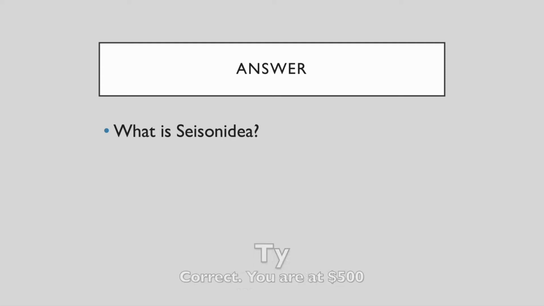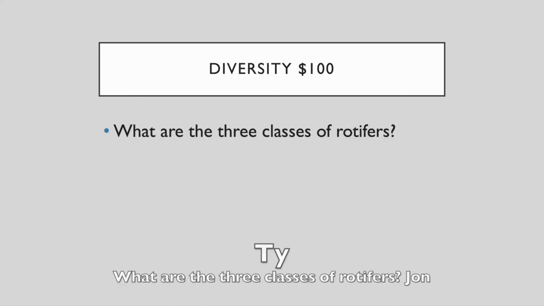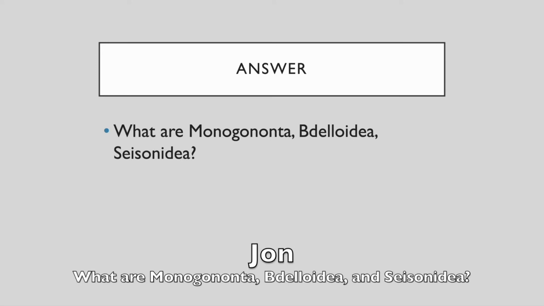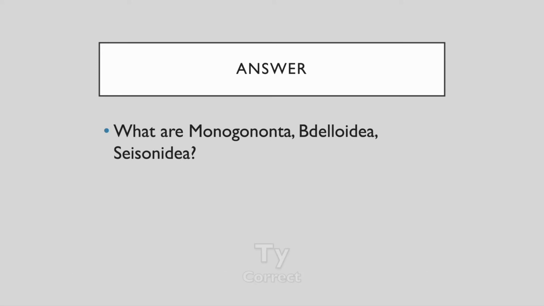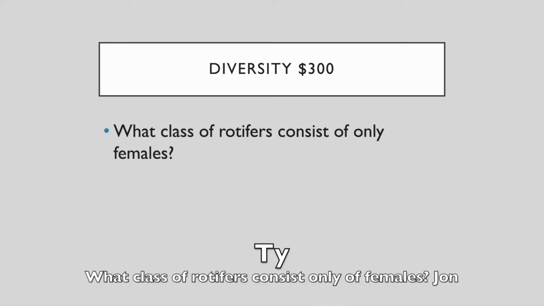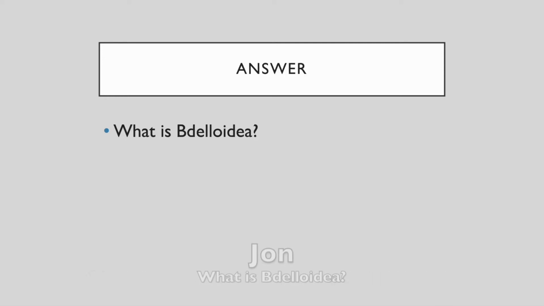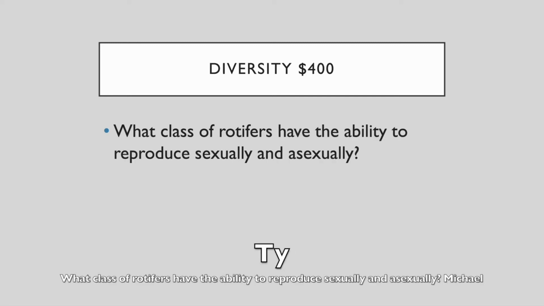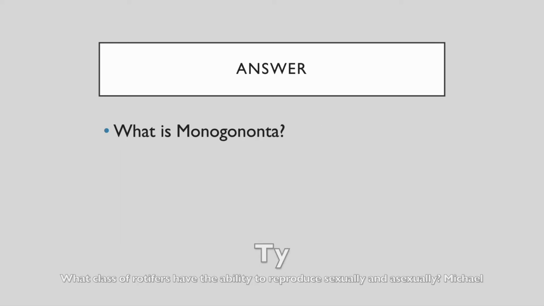You're at 500. Diversity for 100. What are the 3 classes of rotifers? John: What are Monogononta, Deloidea, and Caesonadia? Correct. Diversity for 300. What class of rotifers consist only of females? John: What is Deloidea? Correct. Diversity for 400. What class of rotifers have the ability to reproduce sexually and asexually? Michael: What is Monogononta? Correct.